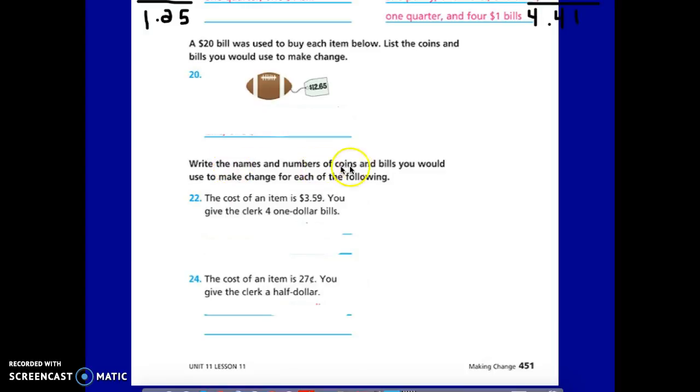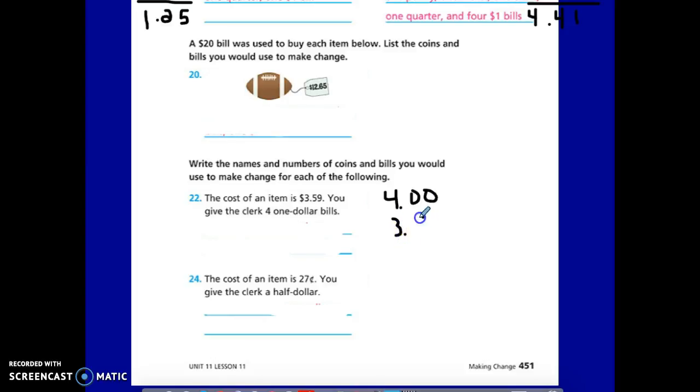All right, our last problem we're going to do is this word problem down here. It says, write the name and numbers of coins and bills you would use to make change for each of the following. And these are real life situations that you'll run into, so it's great that we're practicing this. So it says the cost of the item is $3.59. You give the clerk 4 $1 bills. So you give the clerk $4, and the cost for your thing is $3.59.